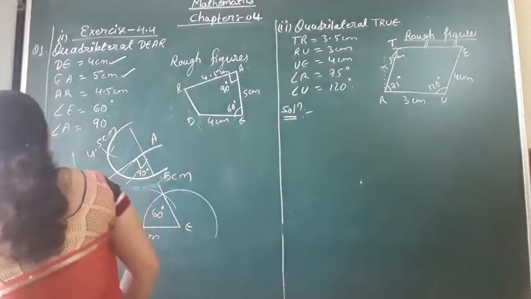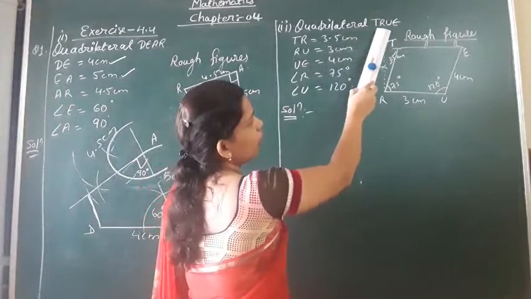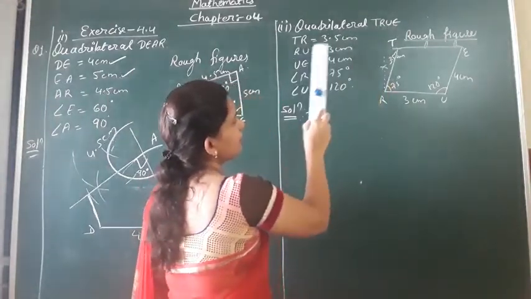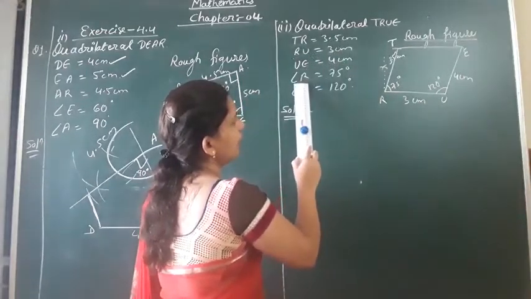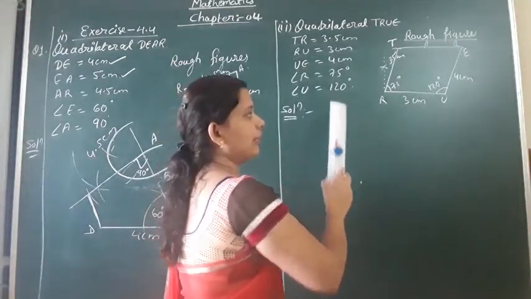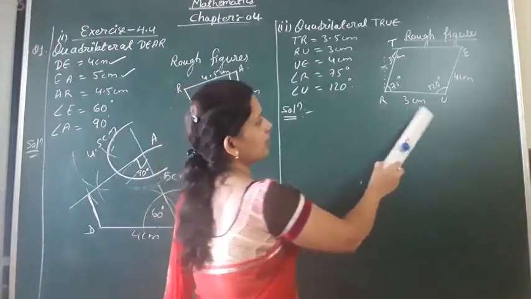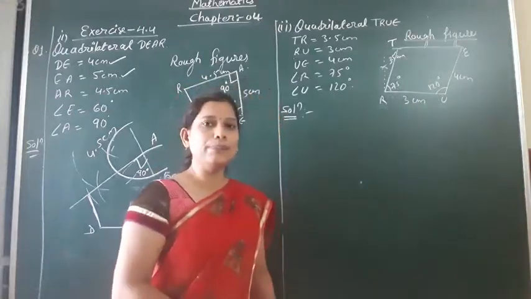Next question we are having here on the board. For the next question, what is the quadrilateral we have to consider? The quadrilateral is TRUE, where TR is 3.5 cm, RU is 3 cm, UE is 4.5 cm, angle R is 75 degree, angle U is 120 degree. So first of all, this is the rough sketch of the diagram. With the help of this rough sketch, we are going to draw the diagram.